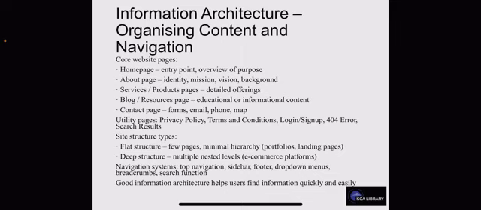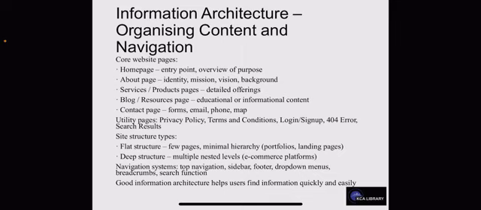Organizing content and navigation. The core website pages: we have the home page, the about page, the services page, the blog, and the contact page. The home page has to do with the entry point, the overview of purpose. The about page is all about the identity of the website, the mission, the vision, and the background. The services or products page is the detailed offerings. Then the blog or resource page is the educational or informational content about the site. Now the contact page, that's the forms, the email, phone, or map.